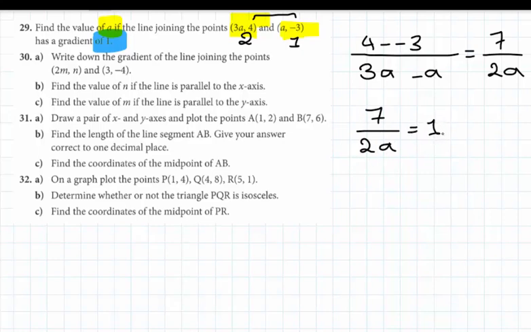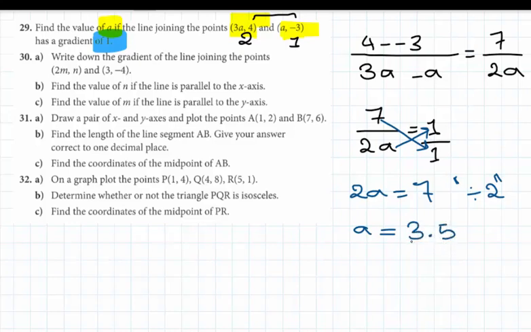7 divided by which number will be 1? In other words, we can do cross multiplication. Then 7 times 1 is equal to 1 times 2a. 1 times 2a is equal to 7. How can we get rid of this 2? Divide both sides by 2. Then we will have a is equal to 7 divided by 2, which is 3.5. The value of a is 3.5. Question 29, done. Now, question 30.